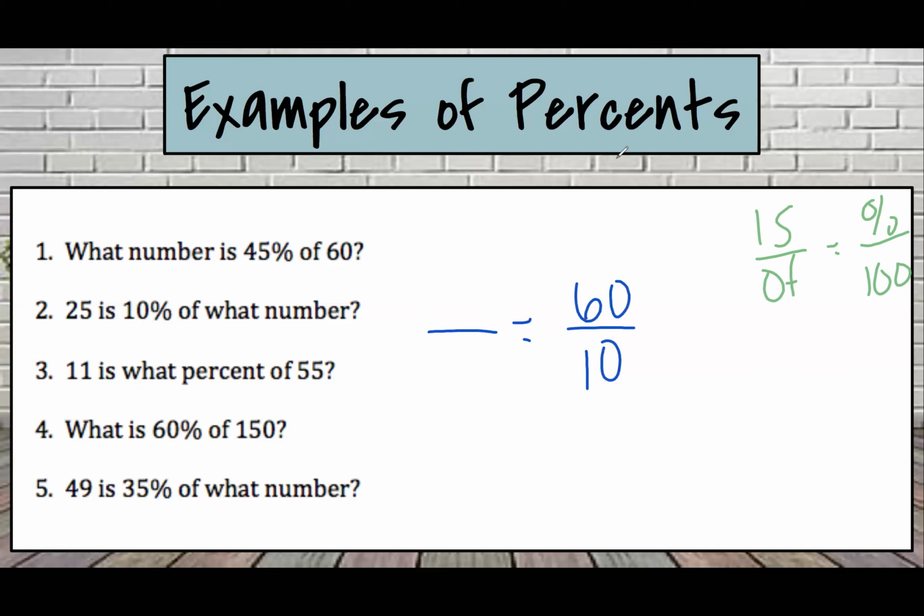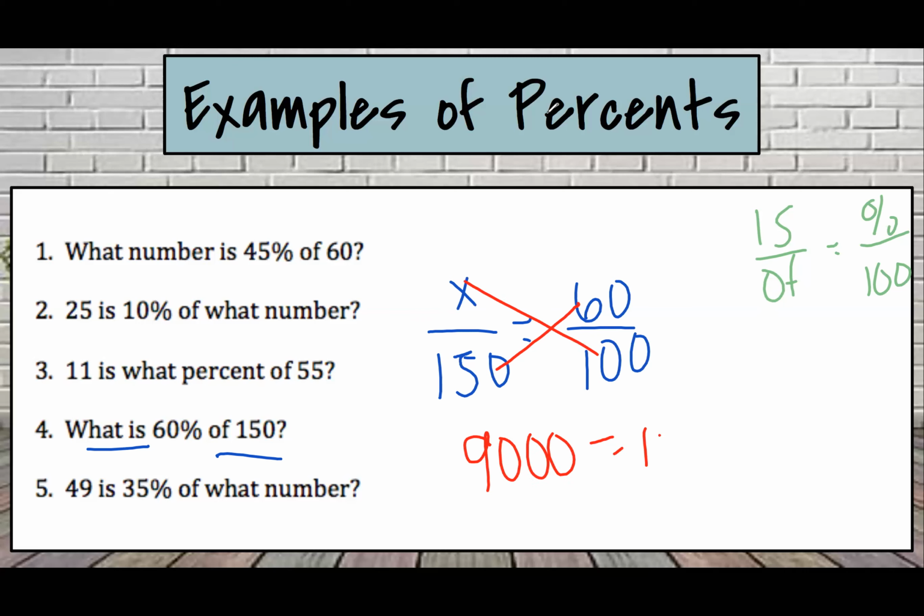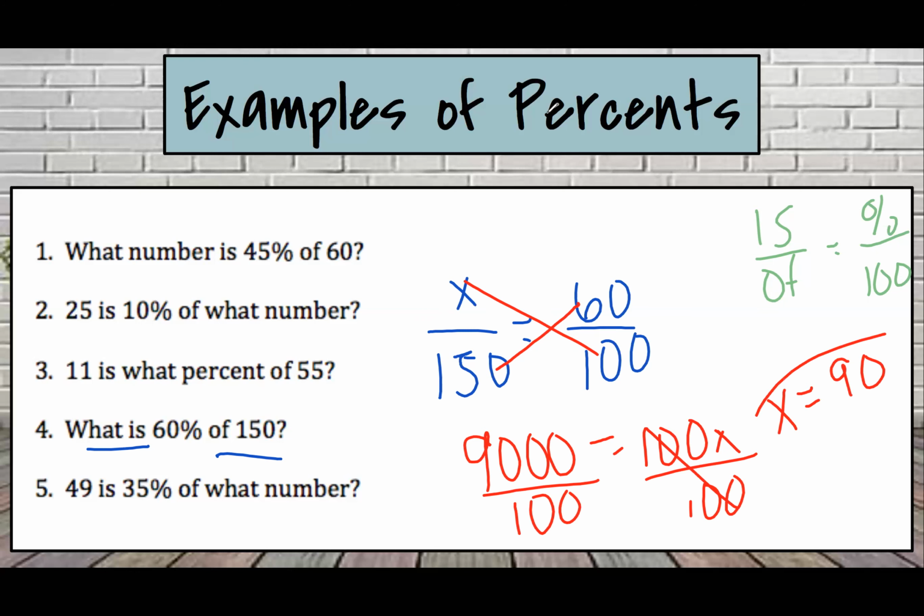60 out of 100 is 60%, and we're given the of 150, so that is our whole. So we're going to put that there, and what is, we're looking for the what. We're looking for the is. So now we're going to cross multiply and solve. We're going to do 150 times 60. 150 times 60 is 9,000, and then 100 times x. And then we're just going to divide by that 100. And x equals 90. And let's see if that makes sense. 90 is 60% of 150. And yes, that makes sense.